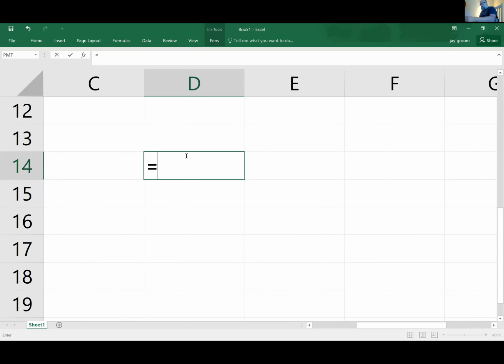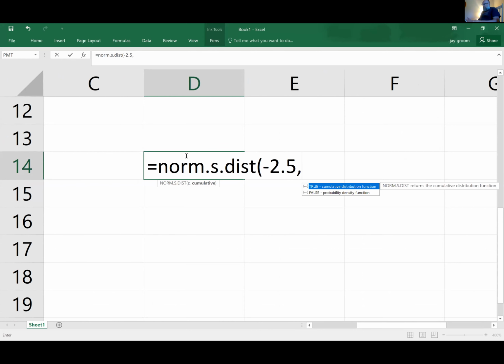So what I'm going to do is go equals norm dot s dot dist. Oops, I don't know how to spell. There you go. And so it wants a z-score. Well, my z-score was negative 2.5 here. Okay. And then it says cumulative. Well, it's always cumulative. And I literally mean always cumulative on a continuous distribution, in this case a normal. It has to be, because the probability you get exactly 2.5, big fat goose egg.